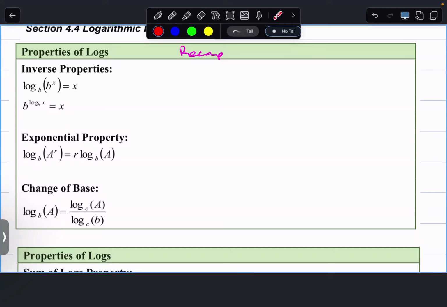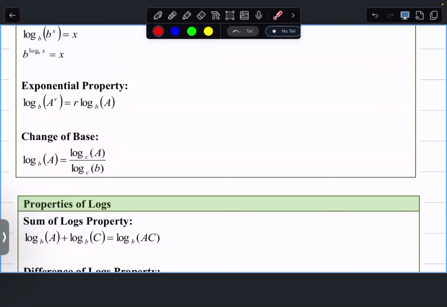And then last day we talked about the change of base formula. For this reason, we can use the log of any base if we're trying to get at this exponent, because then if we need to simplify it even more, we can use the change of base formula.